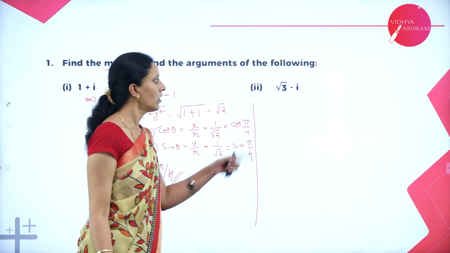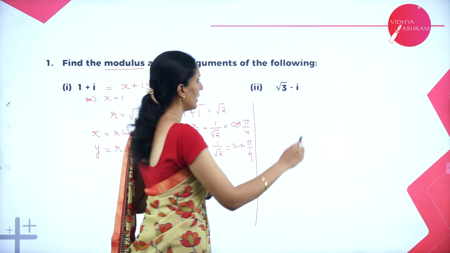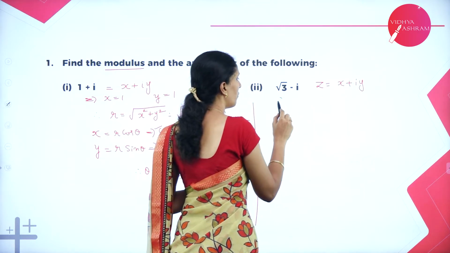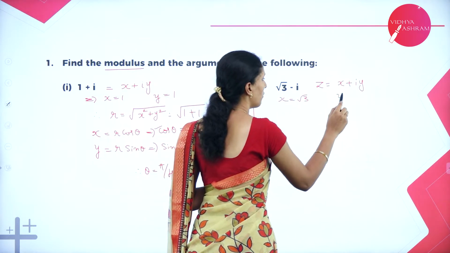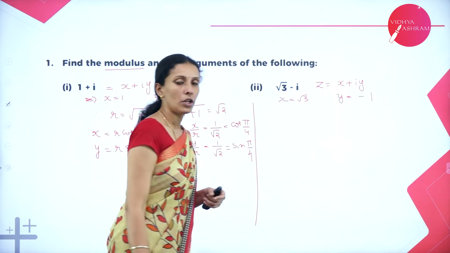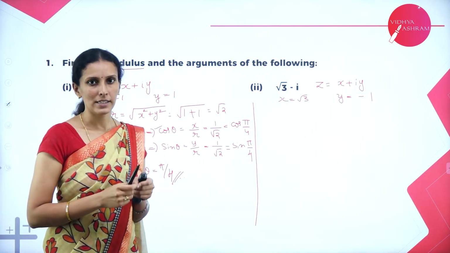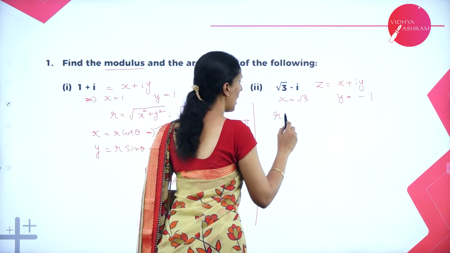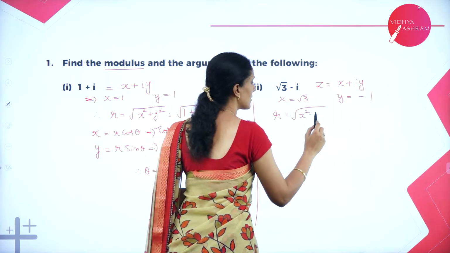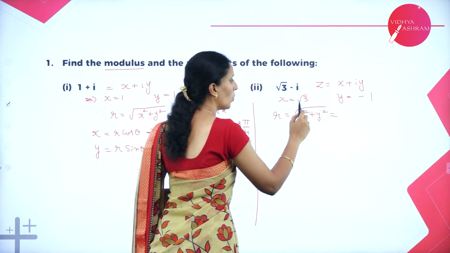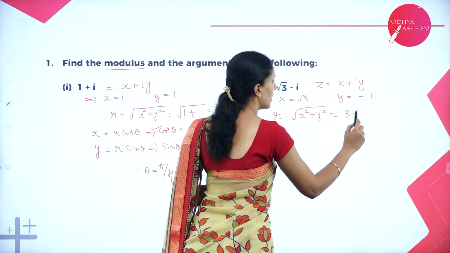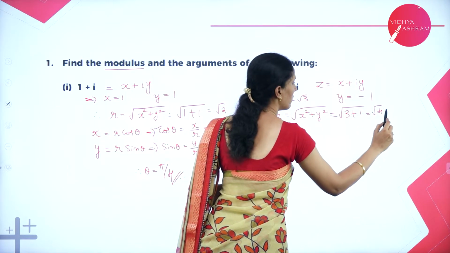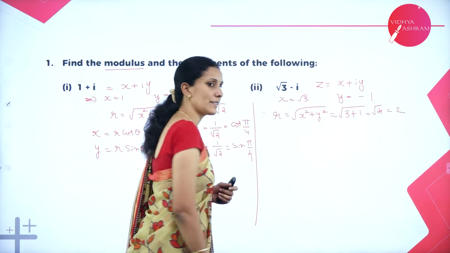So next we have root 3 minus i. Let us compare this with the x plus iy form. So the value of x is root 3. The value of y is minus 1 here. Now we need to find the modulus, that is r, of the complex number. So how to find the r of a complex number? r is the square root of x square plus y square. So root 3 whole square is nothing but 3. Minus 1 whole square is 1. So it is root 4, which is equal to 2. So therefore the modulus is found.